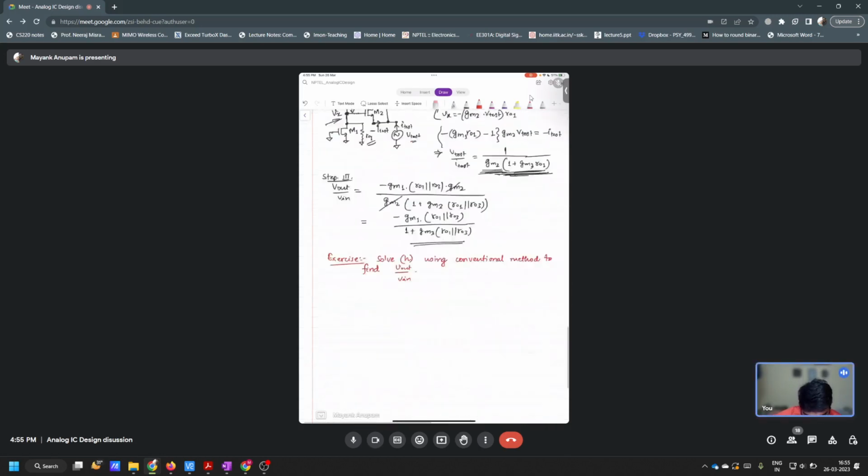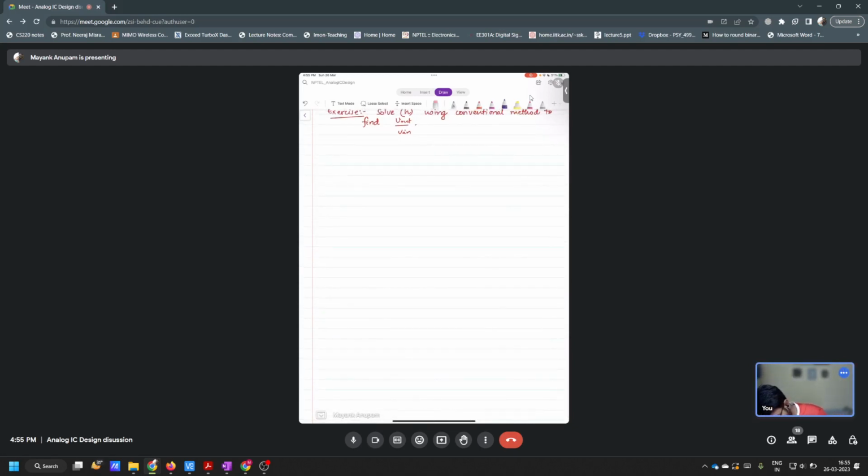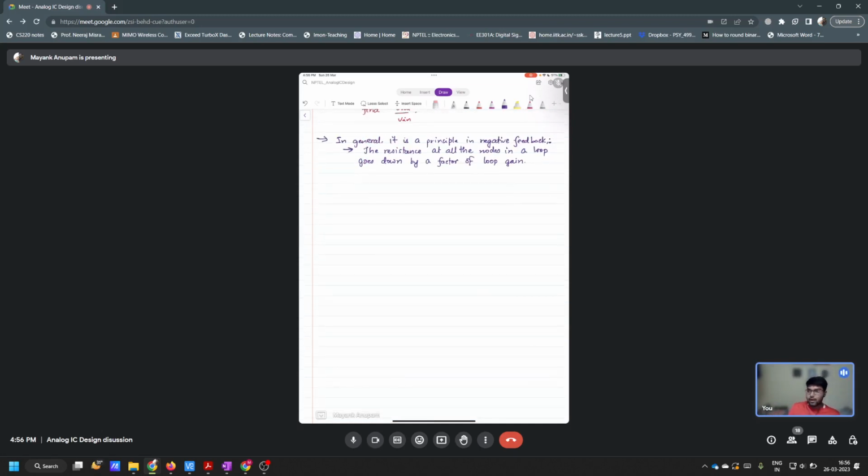See, in general, this is a principle in negative feedback: the resistance at all the nodes in a loop goes down by a factor of the loop gain.